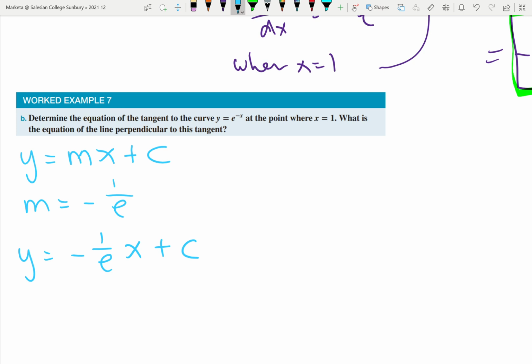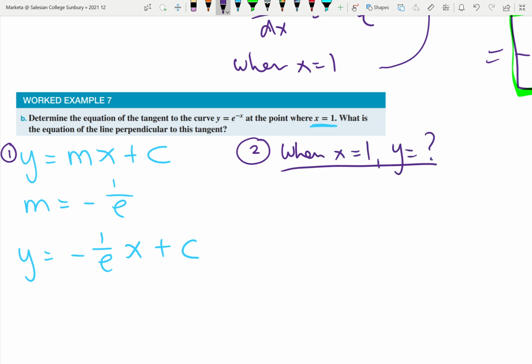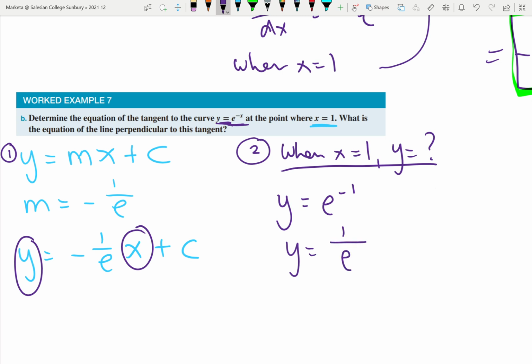As you know, we just need to substitute in a point in order to find that, and the point has to be where x equals 1. So step 2: when x equals 1, y equals, well, that's what we need to find. Remember, this is y and x, not gradient and x, so we need to substitute in the y value. I've put x into the y equation there, so y equals 1 over e.